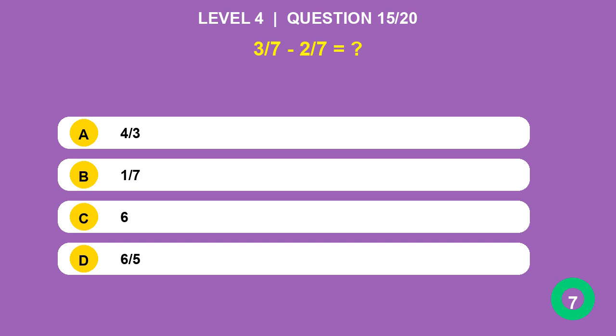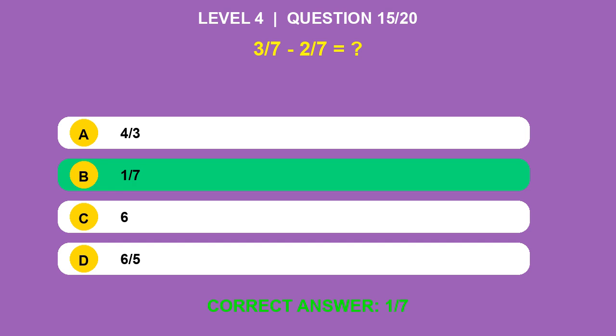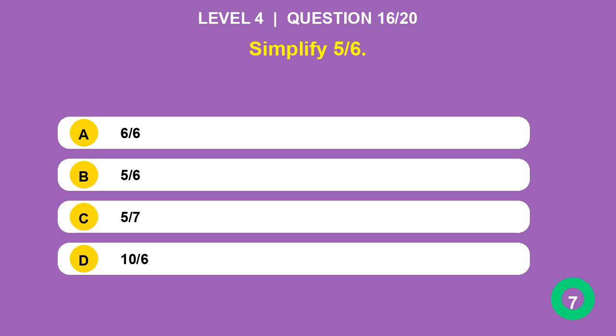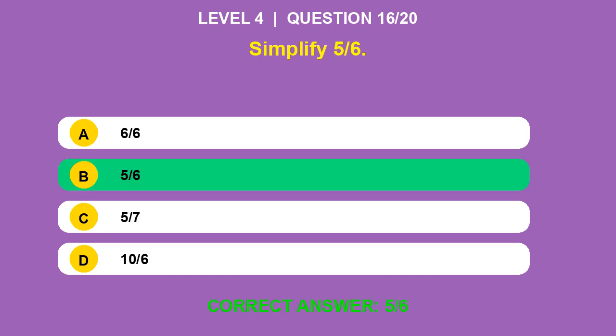3/7 minus 2/7 equals? Answer is 1/7. Simplify 5/6. Answer is 5/6.